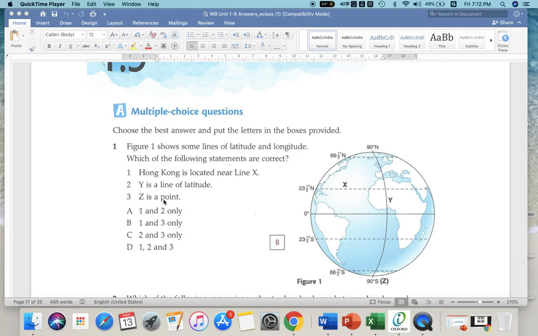Number 3, Z is a point. So here Z is a point. That is correct. So the answer is 1 and 3. So the answer should be B.